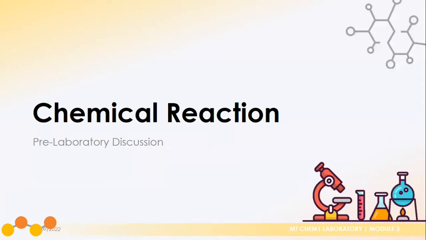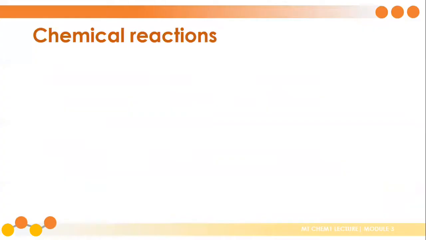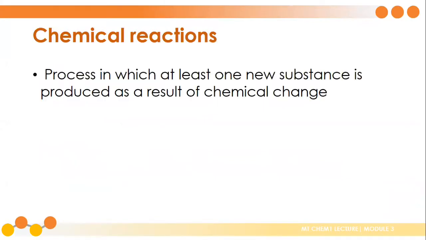Now let's start with a discussion of chemical reactions. So let's define first what a chemical reaction is. A chemical reaction is a process in which at least one new substance is produced as a result of a chemical change. So when you are doing an experiment, most of the time we are observing chemical changes, and this is because of the different chemical reactions that occur between two substances. As stated in this definition, there is at least one new substance that is produced.